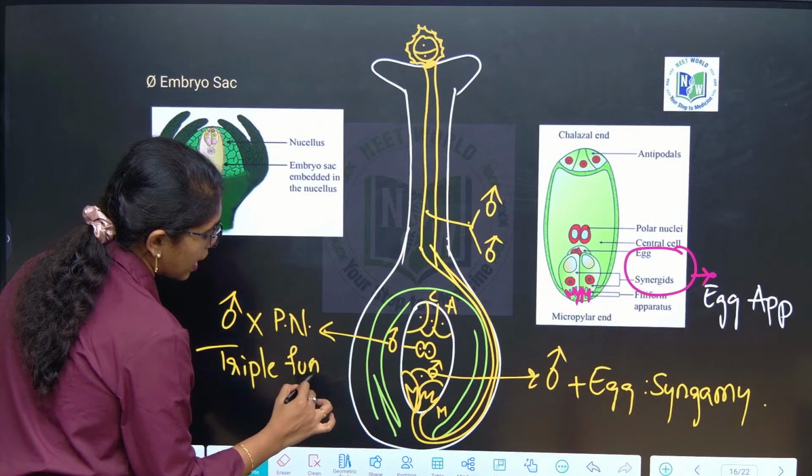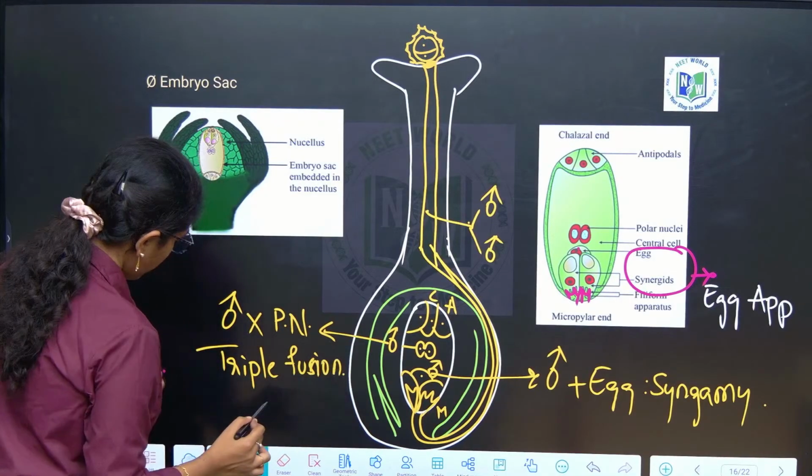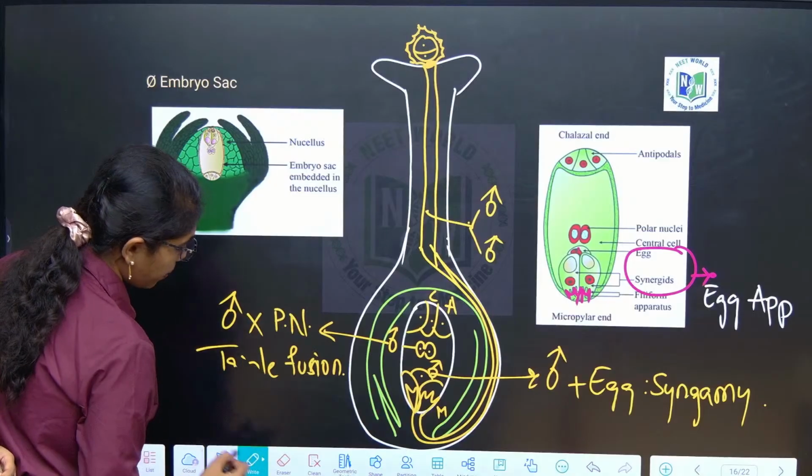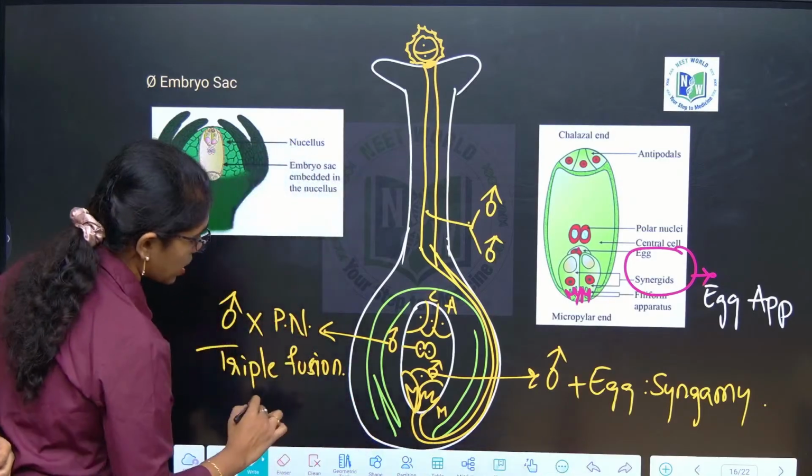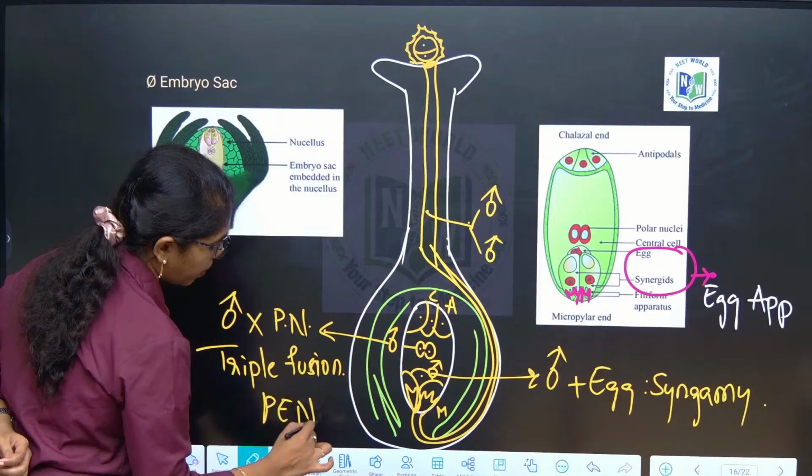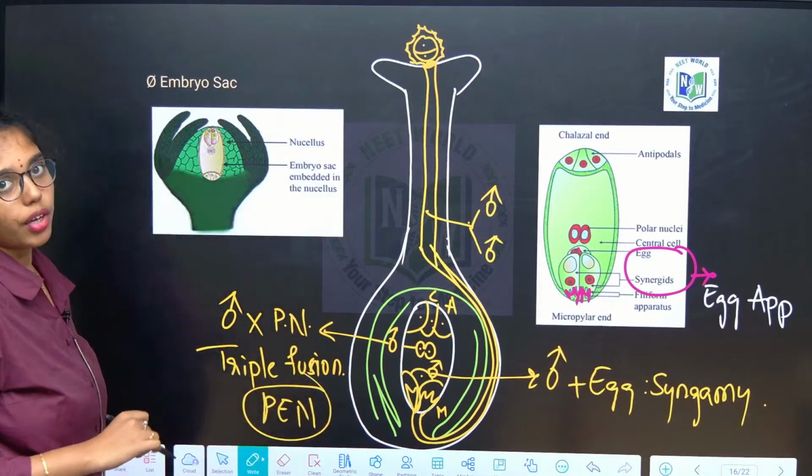What is this called? Triple fusion, which gives rise to the primary endospermic nucleus. This gives rise to what? Primary endospermic nucleus.